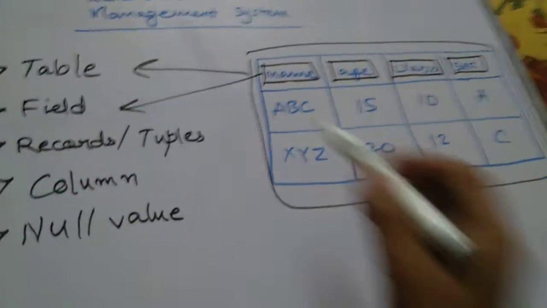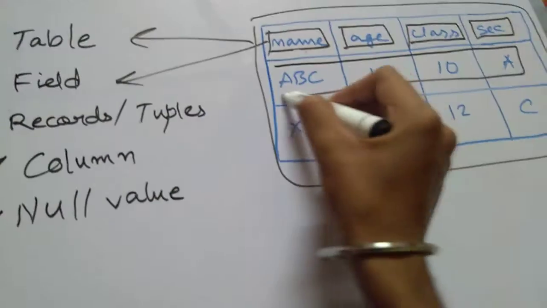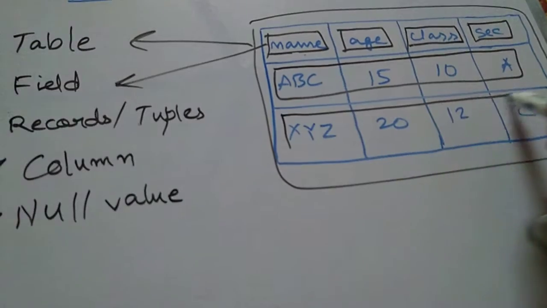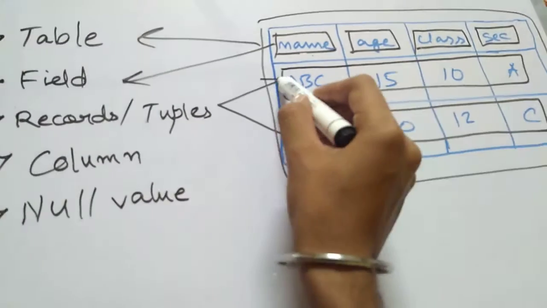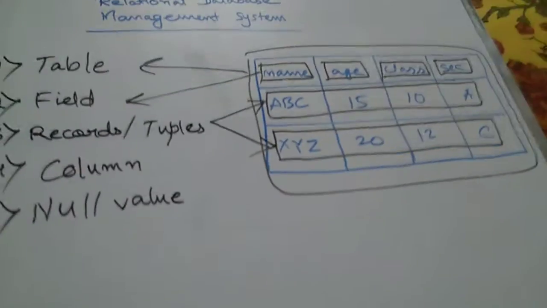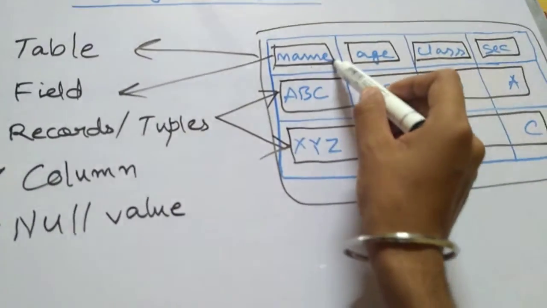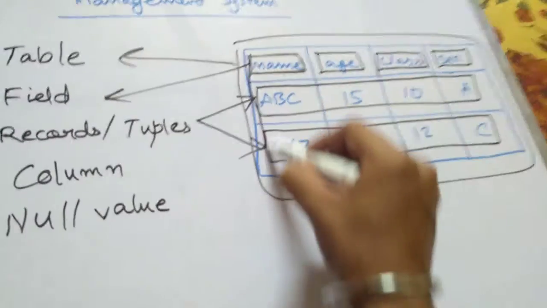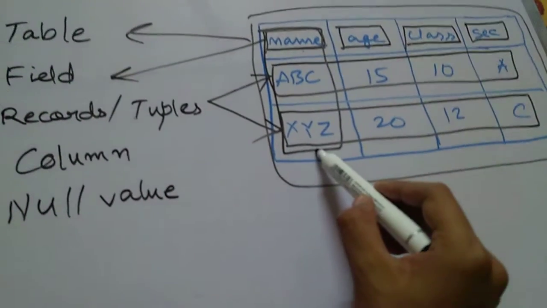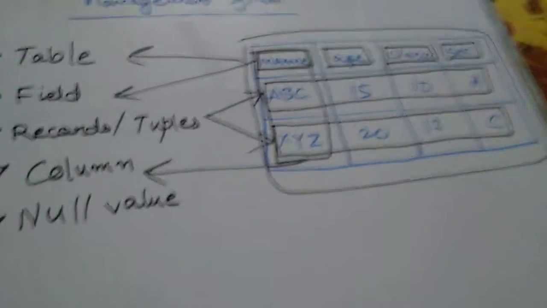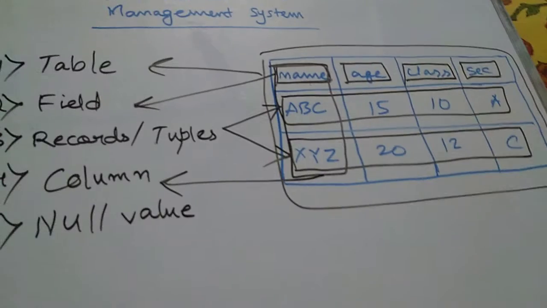Okay, now these sets of data about a single entity are nothing but tuples or records. And a single field with its set of data is nothing but a column. A column is nothing but a single field with its set of data.